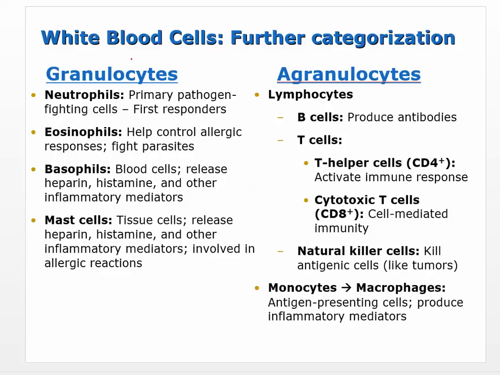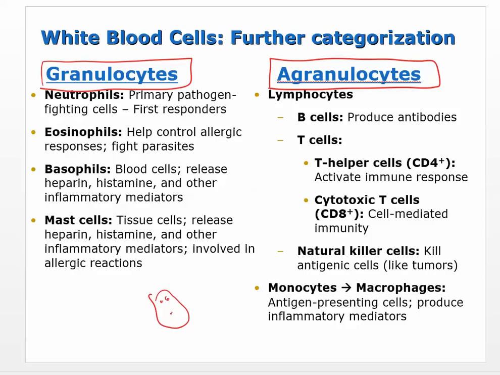Okay, so white blood cells, further categorization. So they can be categorized not only as myeloid or lymphoid, but also as granulocytes or agranulocytes. Okay, so the granulocytes are the neutrophils, eosinophils, basophils, mast cells. Okay, and that's because they have little granules inside the cell that release factors, or they release molecules. Okay, various ones that we've talked about before. The agranulocytes, these include the B cells, T cells, and then this natural killer cell.